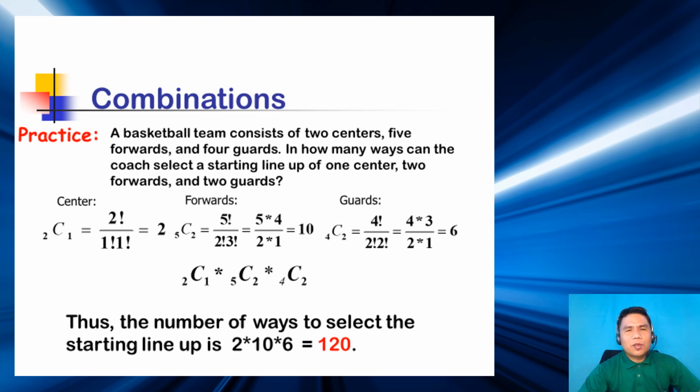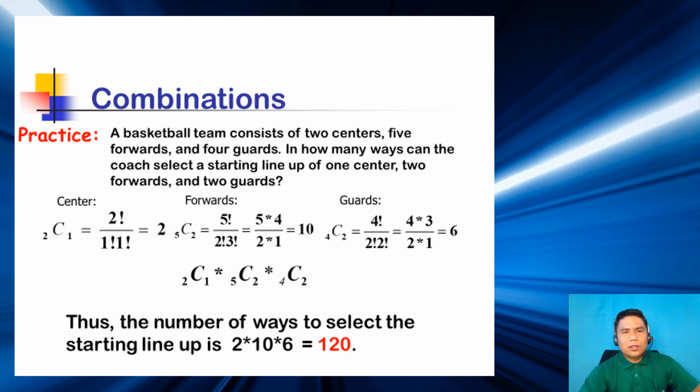There are 2 centers. If you're going to count all, how many players are there in the team? 2 plus 5 is 7, plus 4 is 11. So there are only 11 players in the team. And the problem is how many ways can the coach select a starting lineup that is composed of 5 players. There should be 1 center, 2 forwards, 2 guards. So here in the solution, we are to separate the number of combinations for the center, the number of combinations for the forwards, and the number of combinations for the guards, and then you are going to multiply after.